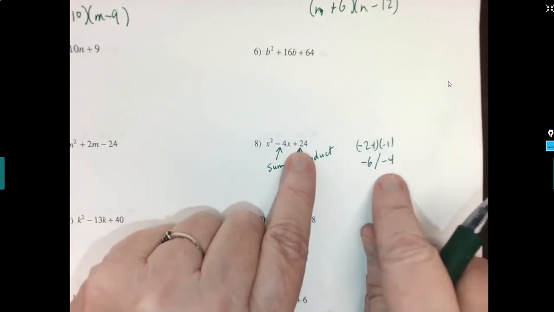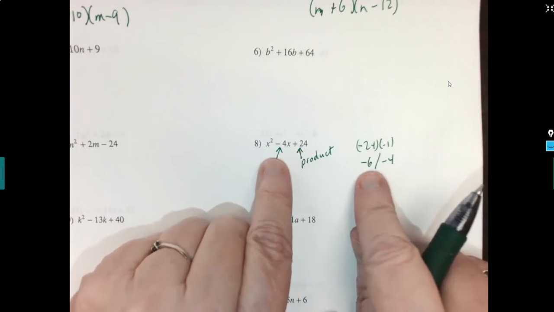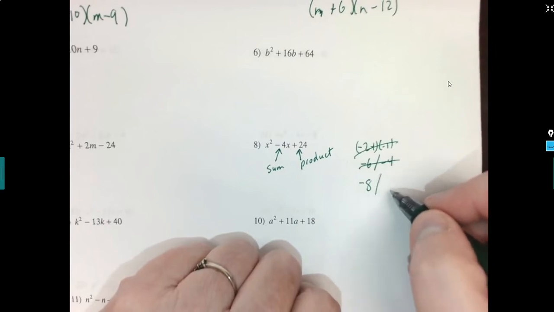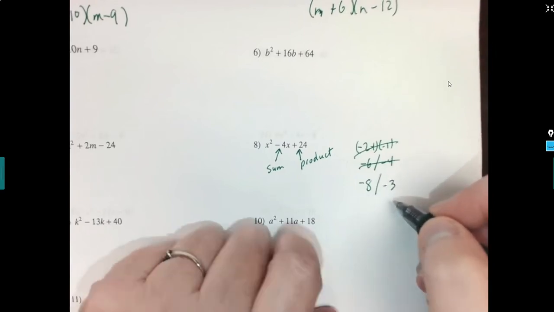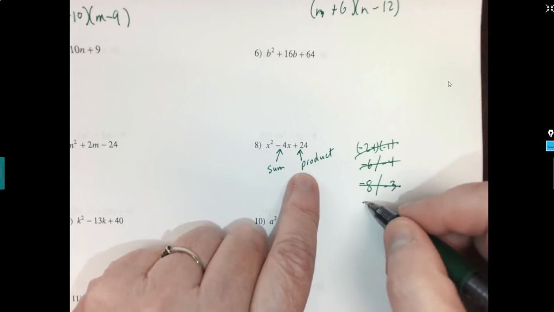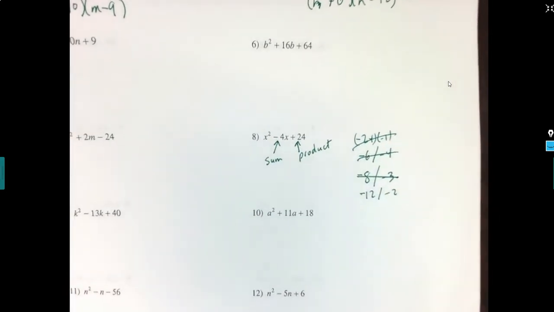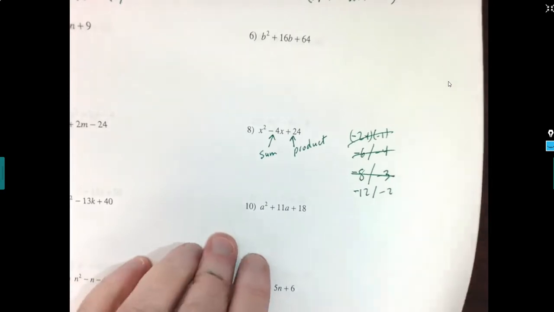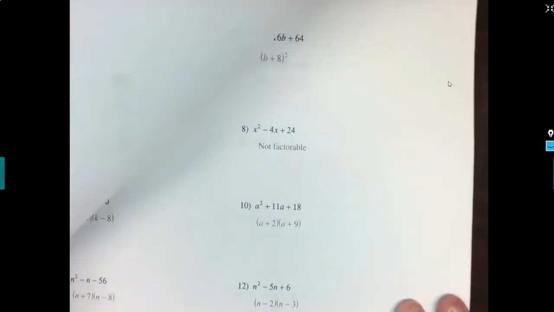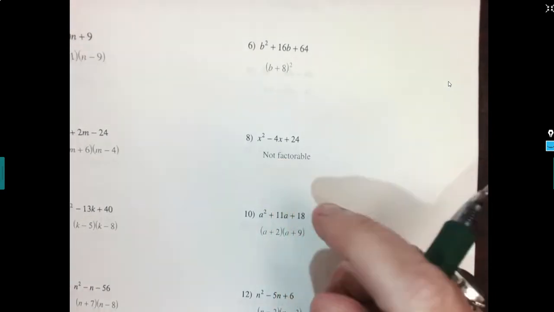That will work on the product because when I multiply those together, I got positive 24. But when I add them up, I get negative 10. So that's not going to work. I could have negative 8 and negative 3, but that won't work on the sum. I could have negative 12 and negative 2, but that won't work on the sum. So the trick doesn't always work. And I've exhausted all of my possibilities there, and we can see that it's not factorable.